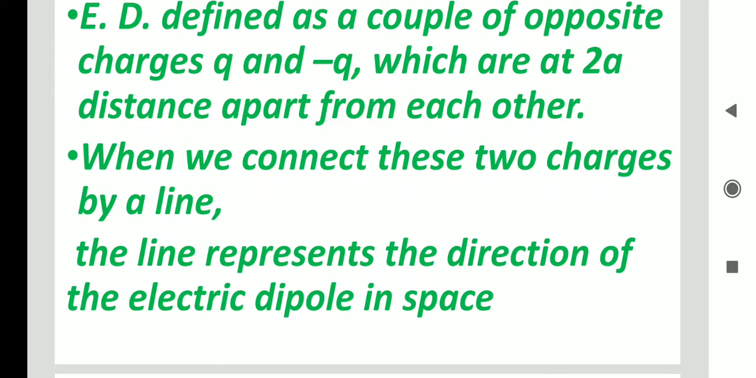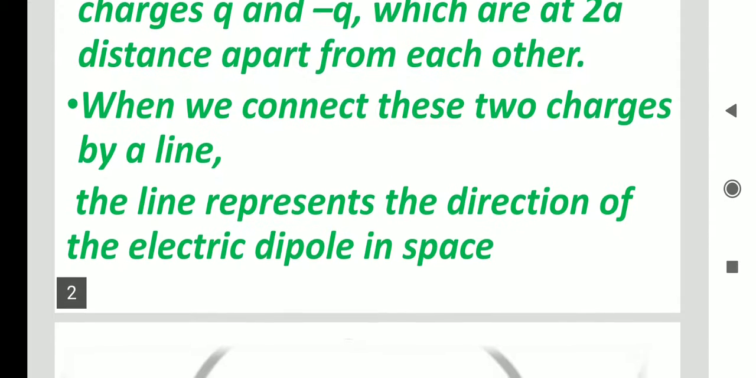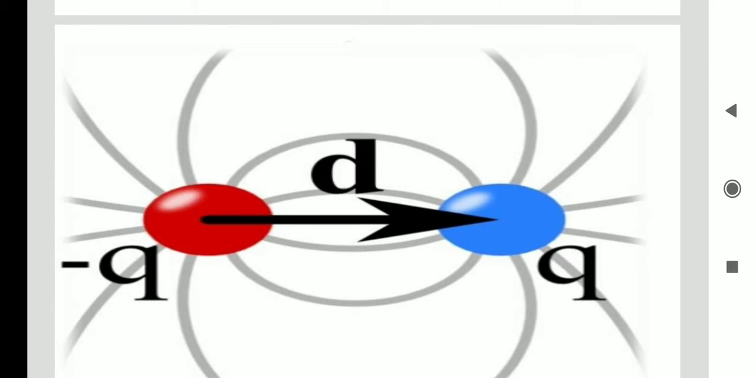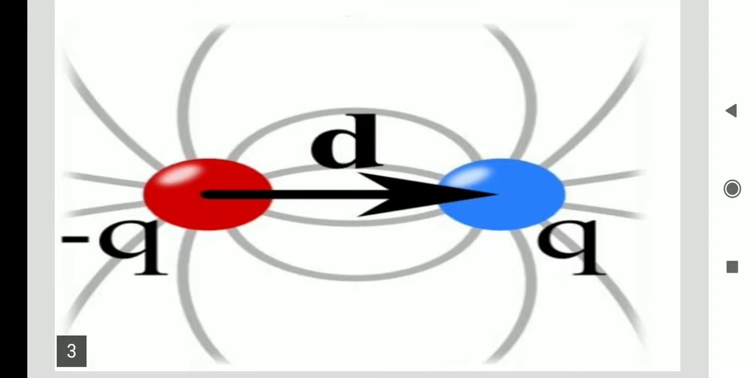The positive and negative charges are separated by a particular distance. This separation of 2a is defined as the electric dipole. If the two charges are connected by a line, the line represents the direction of the electric dipole in space. So this is the figure for the electric dipole, where the negative and positive charges are separated by distance d.